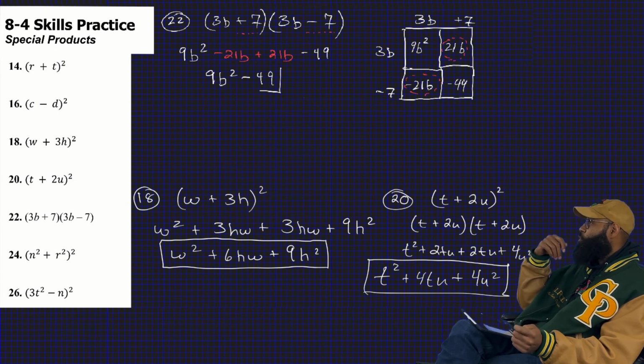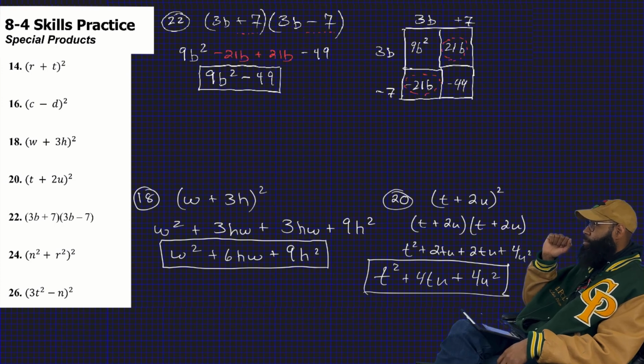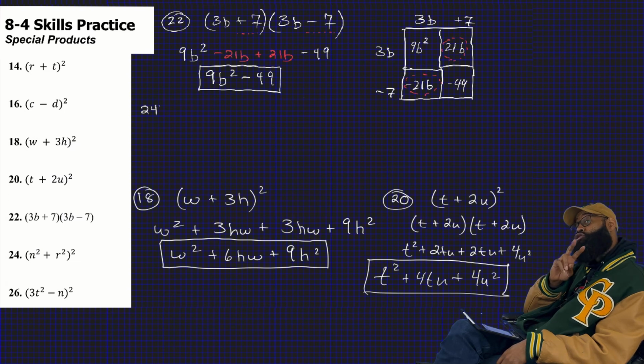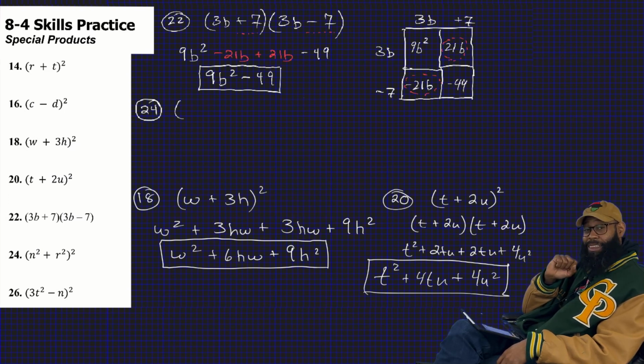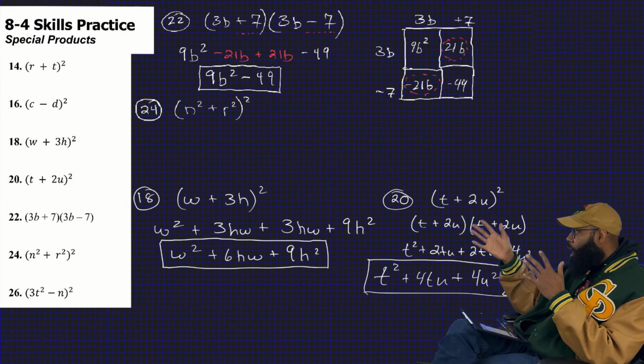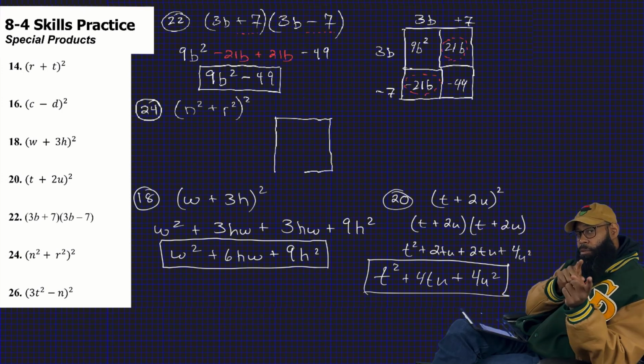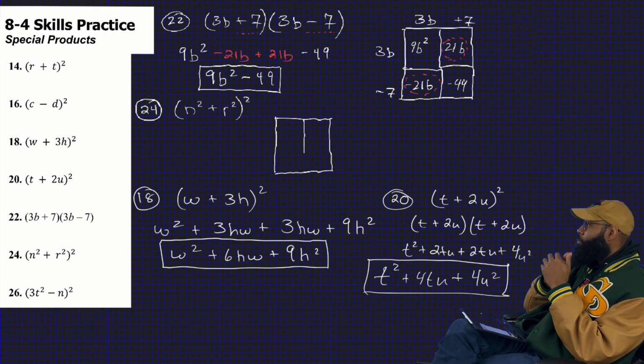But 9b squared minus 49. Now 24, what do you see? You see, of course, just one binomial, squared. So am I writing this one out? Does my brain say write it out, or does my brain say knock it out? Well, let's see what I write. I am going to write the box. So I don't need to write it out. Just need to put it on the top, put it on the side. I'm good to go. So what's going on the top?